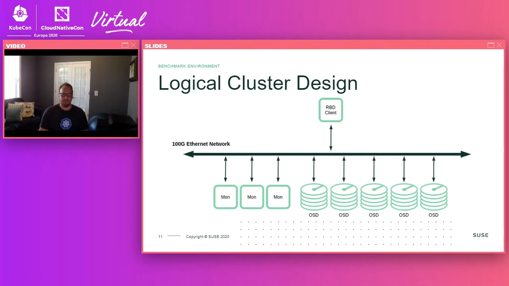So let's look at the design of the cluster. At a logical level, what we wanted to have was just a single RBD client. We wanted to use Rook to deploy some mons and some OSDs, which are basic building blocks of Ceph.